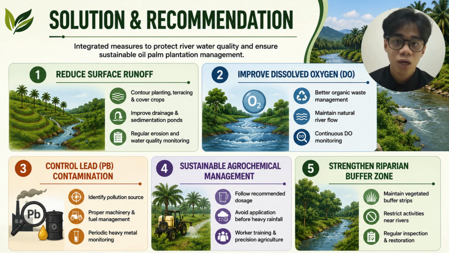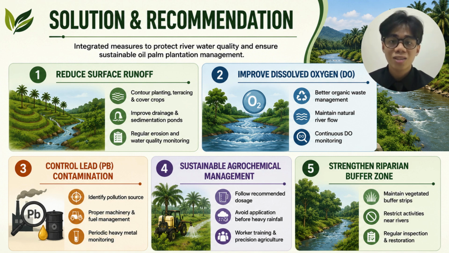The fourth recommendation focuses on sustainable agrochemical management. Fertilizer and pesticides should always be applied according to the recommended dosage and should be avoided before heavy rainfall to reduce runoff. Besides that, worker training and the adoption of precision agriculture technology can improve application efficiency while minimizing environmental impacts.